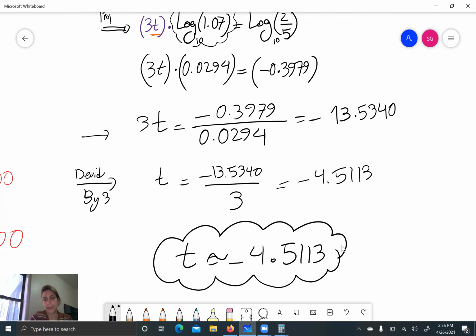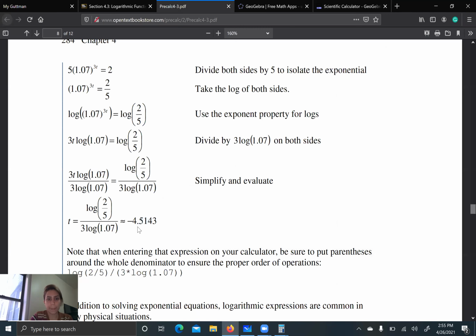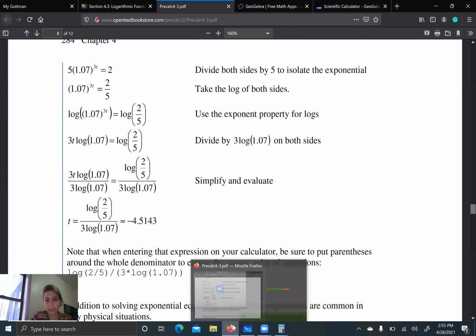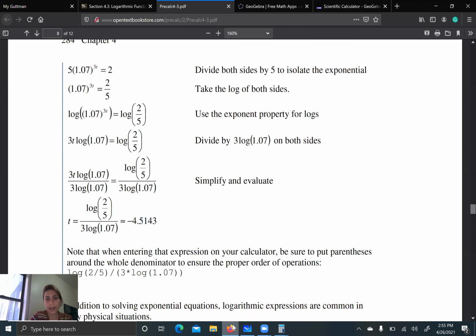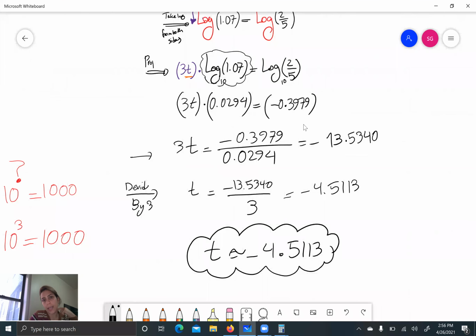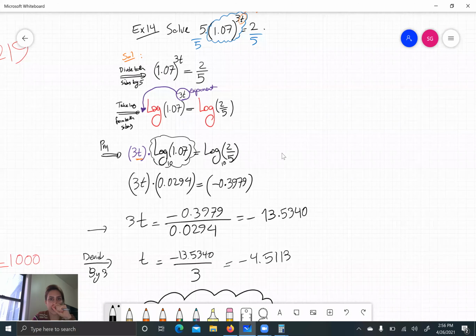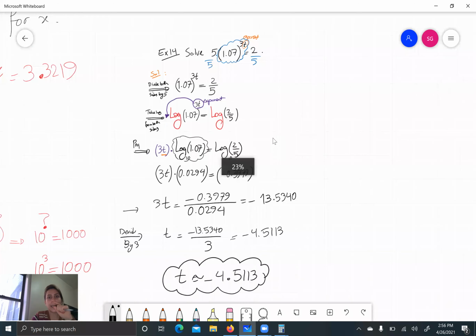Let's see what the value is in your textbook. Yeah. Negative 4.51. Yeah. You see, this is 143. Yeah, it's because of the rounding, but don't worry about that. You got the idea, right? The idea is that if you're off by 1 or 2 decimals, that's okay. The idea is how to solve equations like this.